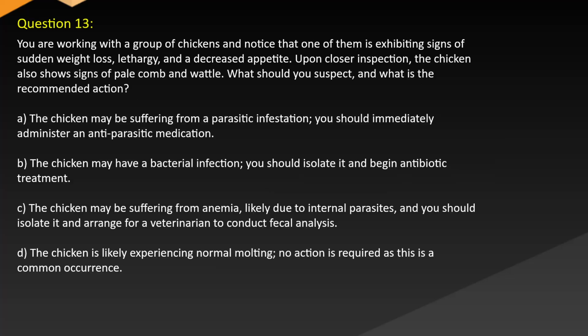Question 13. You are working with a group of chickens and notice that one of them is exhibiting signs of sudden weight loss, lethargy, and a decreased appetite. Upon closer inspection, the chicken also shows signs of pale comb and wattle. What should you suspect, and what is the recommended action? A. The chicken may be suffering from a parasitic infestation. You should immediately administer an antiparasitic medication. B. The chicken may have a bacterial infection. You should isolate it and begin antibiotic treatment. C. The chicken may be suffering from anemia, likely due to internal parasites, and you should isolate it and arrange for a veterinarian to conduct fecal analysis. D. The chicken is likely experiencing normal molting. No action is required as this is a common occurrence.